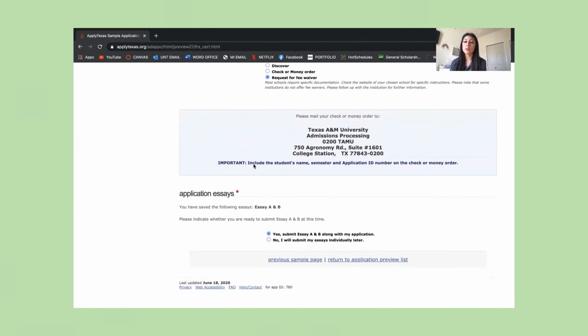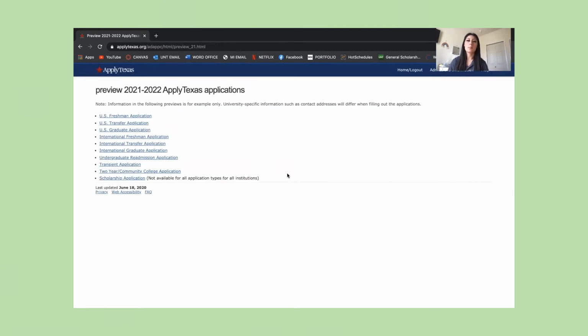Here, it's saying that if you're going to do a check or money order, you can just go ahead and mail it to this location too. So you can also do that as well. Here for the application essays, it's just going to ask if you want to go ahead and turn in your essay right now, or if you want to turn it in later. And pretty much after this page, you are done. Your application will get sent. From this point on, congratulations, you have finally finished your first step into your college journey.